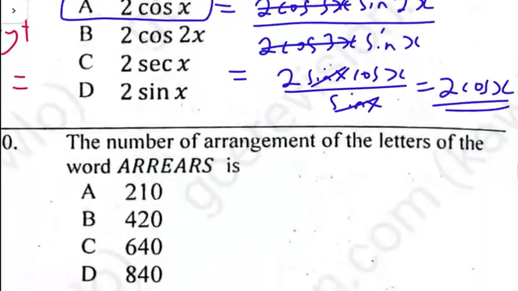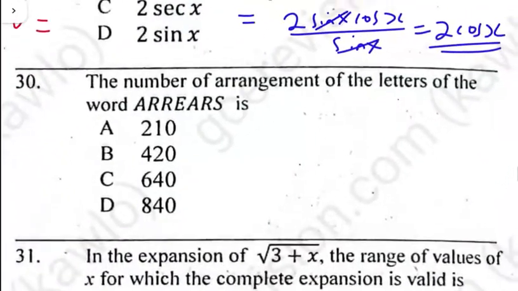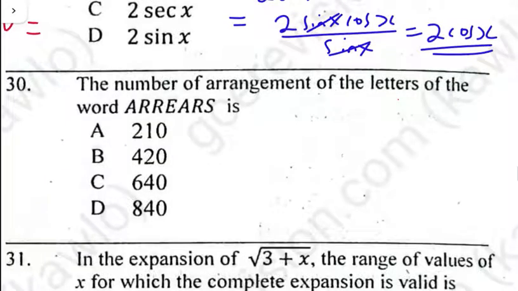Question 30. The number of arrangements of the letters of the word arrears is. So how many A's do we have? We have 2 A's. How many R's? For the R's, we have up to 3 R's. We have 1, 2, 3. And the other letters are just single letters. How many letters are there altogether?